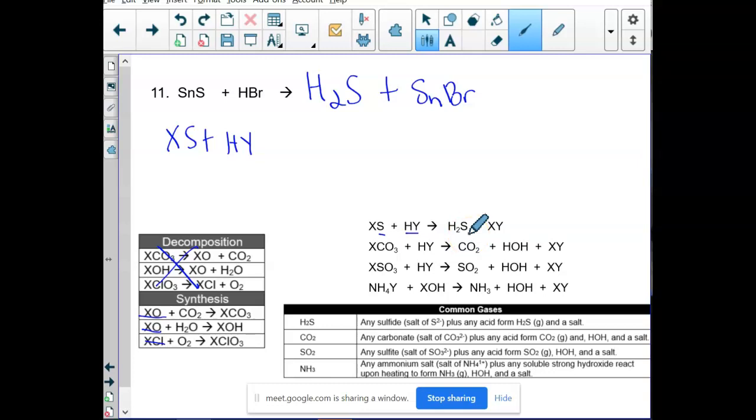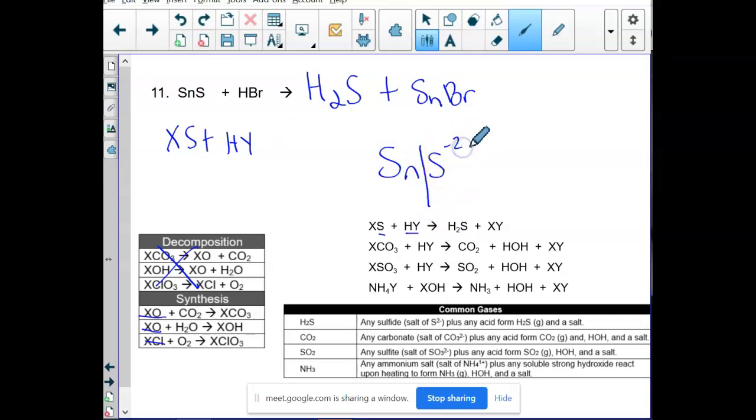Now, I can't just leave it. H2S is great because we know it's H2S because it told us so, but these are unknowns, right? They could be anything depending on the problem. I have to figure out how they go together. So I've got to figure out what the charge of Sn is, and I see that Sn can be a 2 or a 4, so I have to go back over here or rewrite it and think through it.